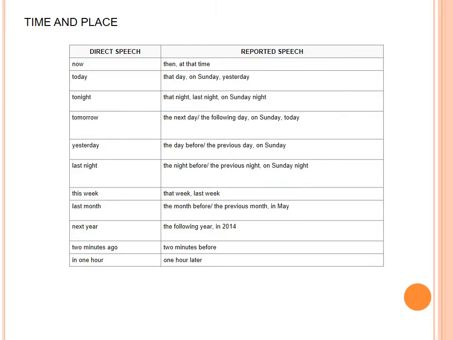When you tell what someone else said, you will also notice that we have to change certain references that have to do with time and place. For instance, now becomes then or at that time. Today becomes that day, or yesterday perhaps.